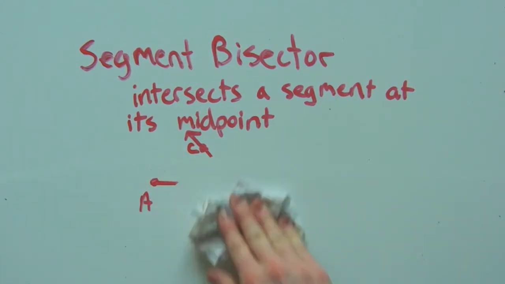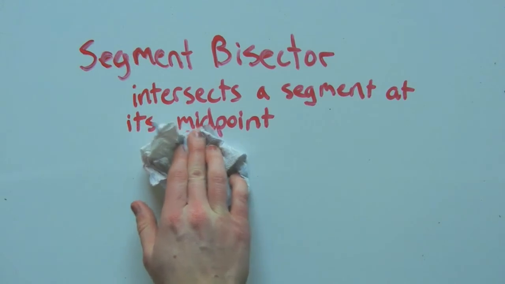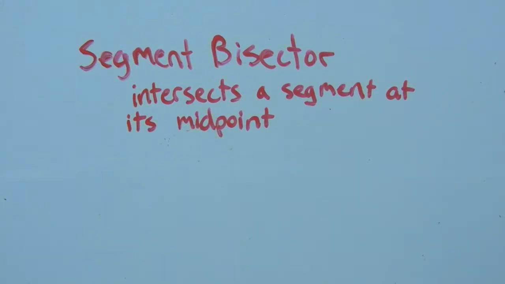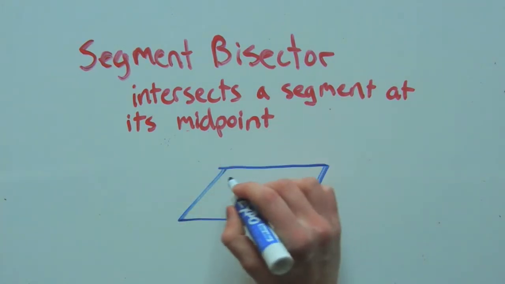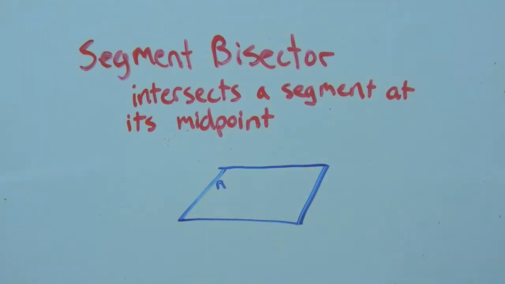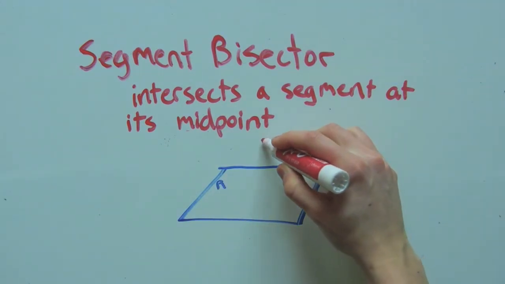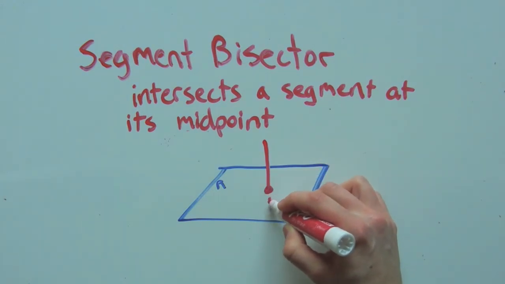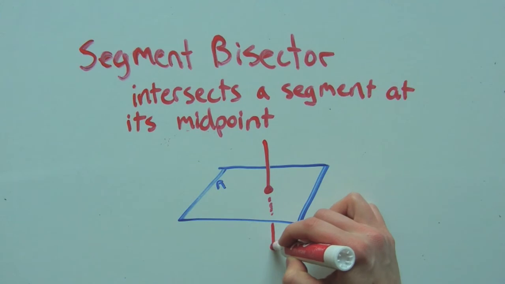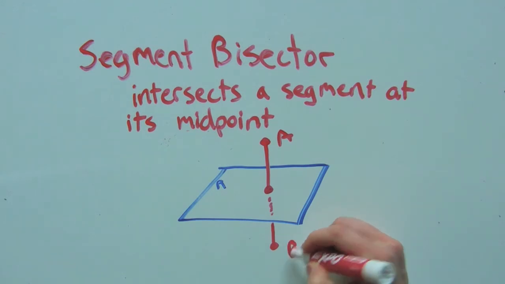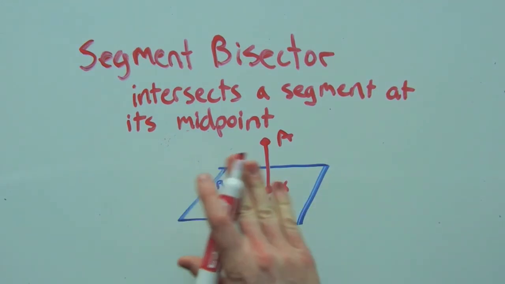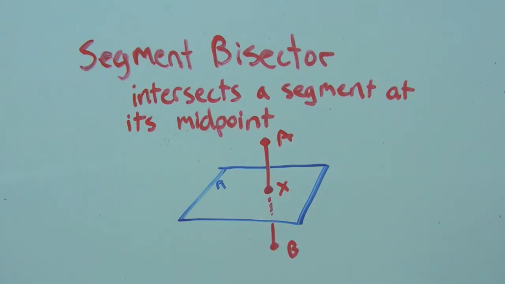We can also have a plane as a segment bisector. So let's say we have a plane, and we'll just name this plane R. And we have a line segment AB, where the midpoint is X. This plane intersects at that point X, and therefore, since X is the midpoint of AB, plane R is a segment bisector of AB.